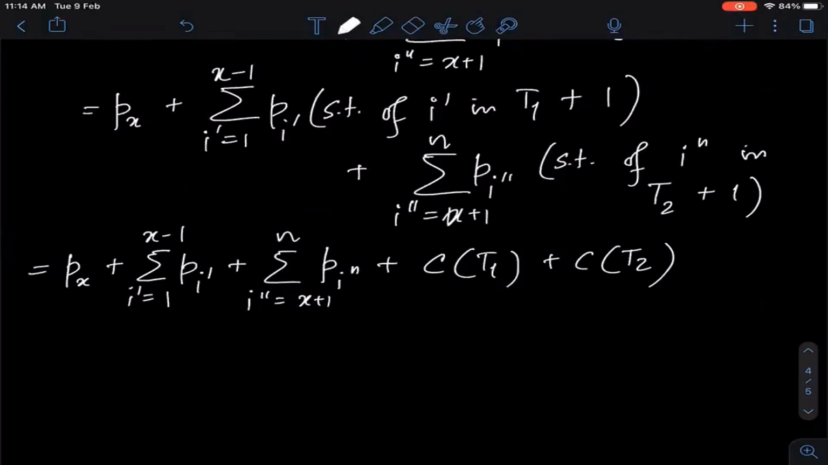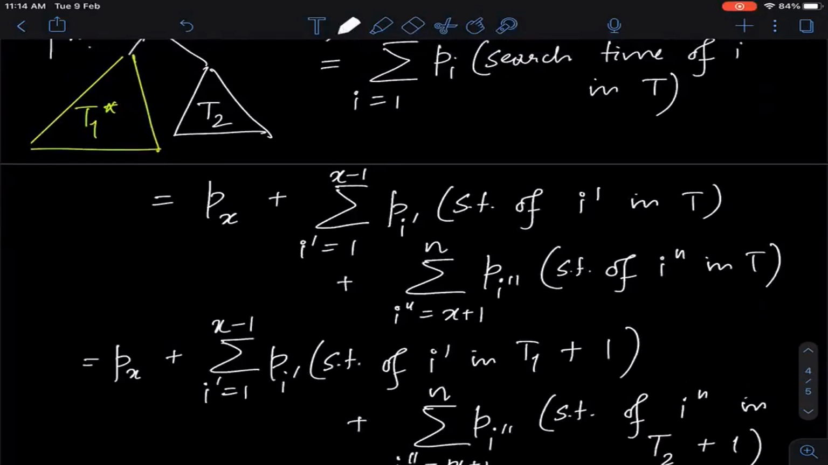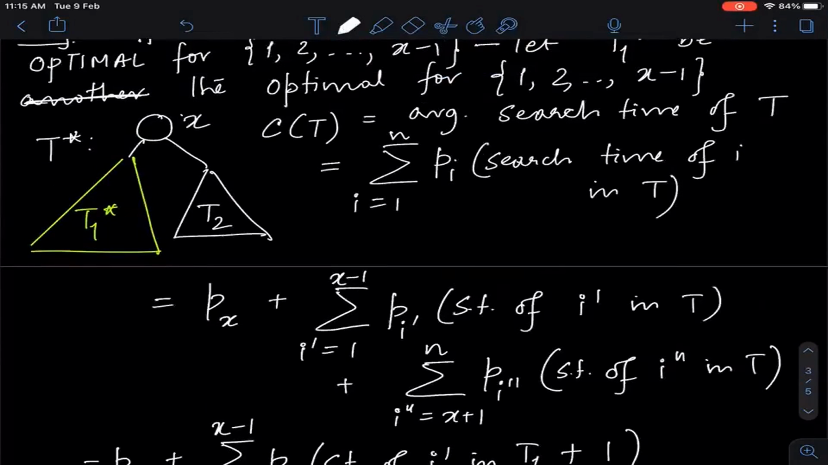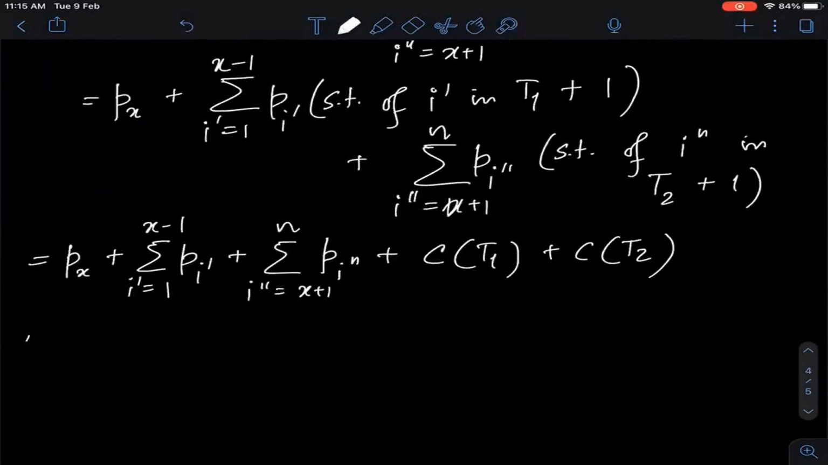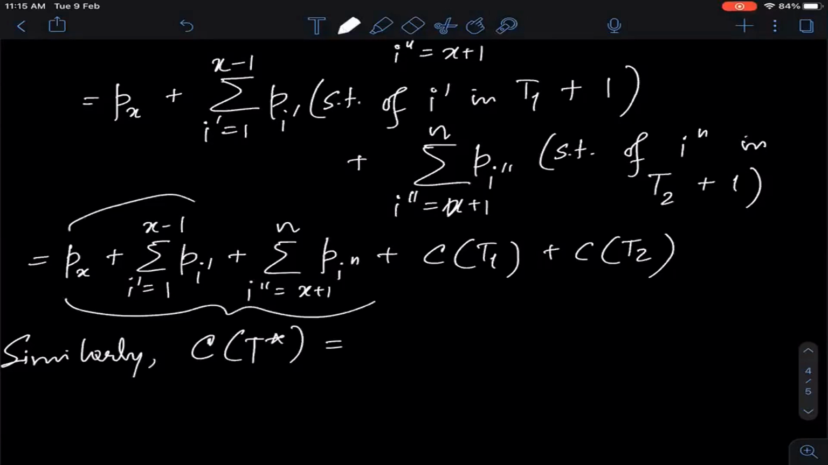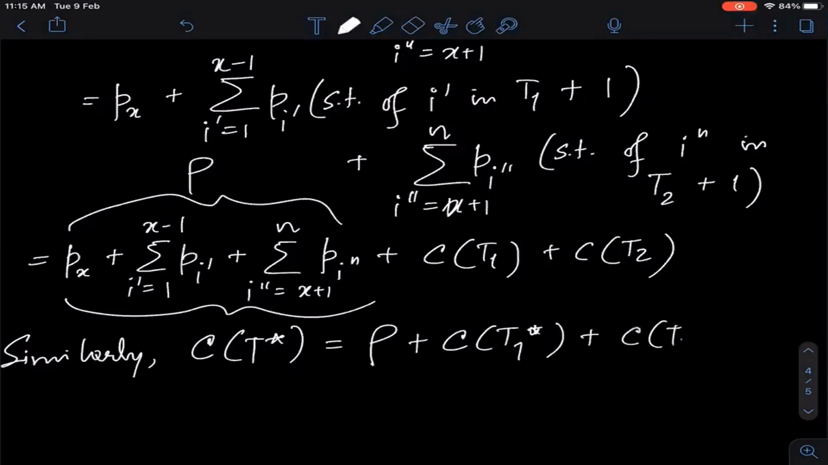Okay. Now similarly, if I write the search time of this tree T star, what will happen? Note that everything else remains the same. The only thing that changes is the subtree. So similarly, the cost of T star is going to be this exact quantity. Let me give it some name, since it seems like an important quantity. Let me call this rho. Okay. So this is rho plus CT1 star plus CT2.